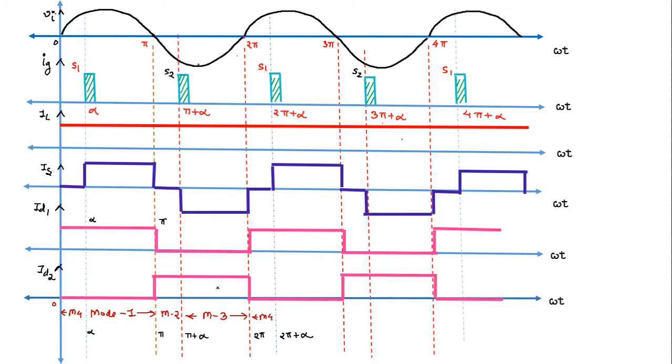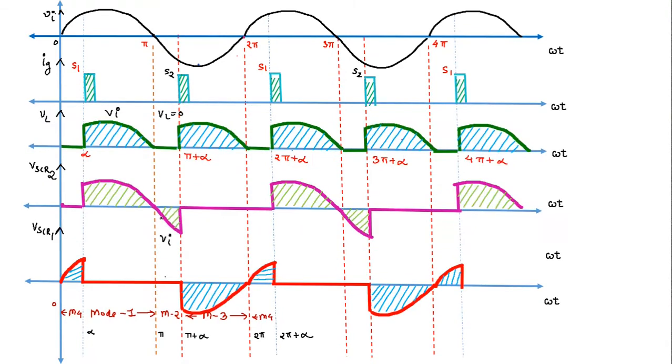Now we will see the diode currents. Diode D1 is in the off condition, therefore the current will be 0 here, and diode D2 current will be equal to the load current because now it is conducting from omega t is equal to pi plus alpha to omega t is equal to 2 pi. Now we will see the voltages. The load voltage will be equal to the input voltage between omega t is equal to pi plus alpha to omega t is equal to 2 pi.